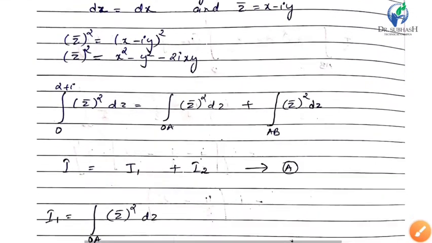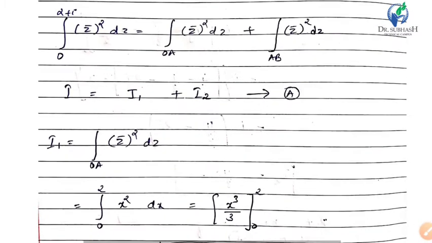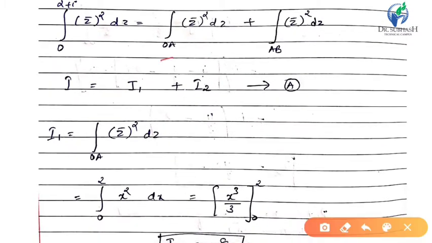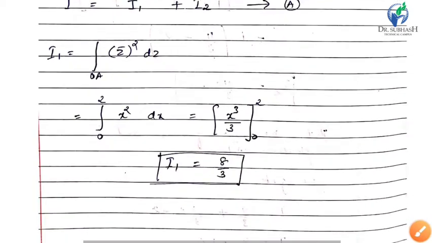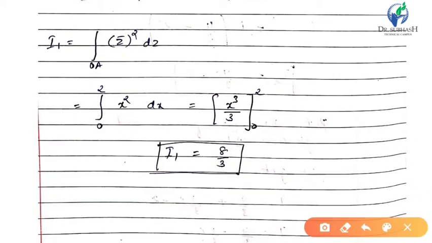As I said just now, I will divide the integral in two parts, along OA and along AB. I am naming them I1 and I2. First I am taking I1. I1 is along OA. I am putting the function here as it is. Now, since in the OA path y equals 0, for this function I am putting y equal to 0 everywhere. So I will get x square as my function.